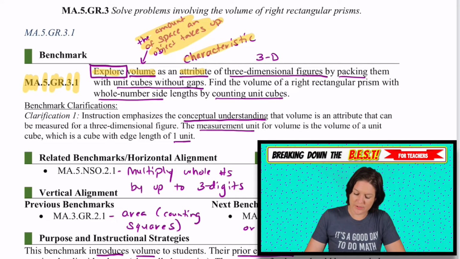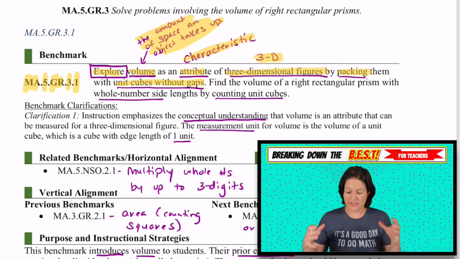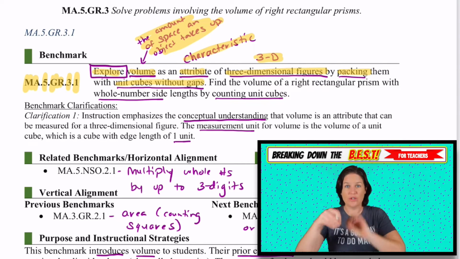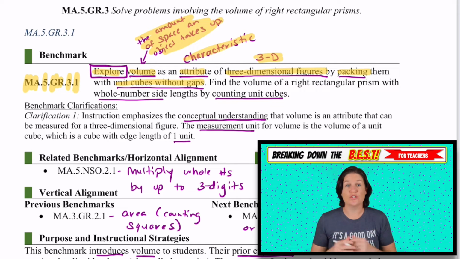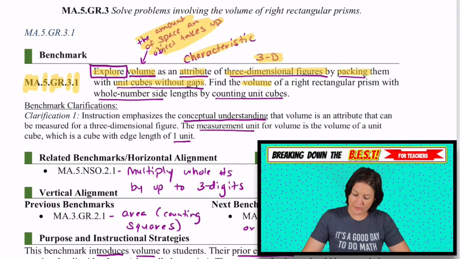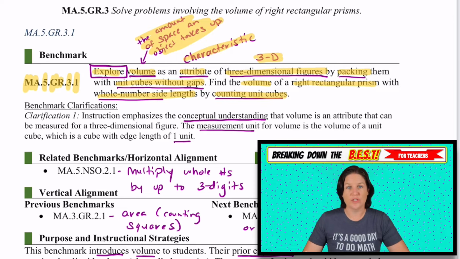That means a characteristic of three-dimensional figures, or 3D shapes, by packing them with unit cubes without any gaps. So when we have these right rectangular prisms that we're working with, we're going to be packing them with unit cubes to determine the volume. We will find the volume of right rectangular prisms with whole number side lengths by counting unit cubes, packing them up and counting up the total amount of unit cubes, because that represents the volume.